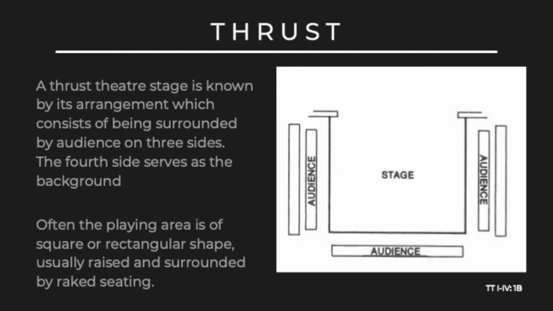Next, we're going to talk about the thrust stage. A thrust theater stage is known by its arrangement, which consists of being surrounded by the audience on three sides. The fourth side serves as the background. Often the playing area is of a square or rectangular shape, usually raised and surrounded by raked seating.